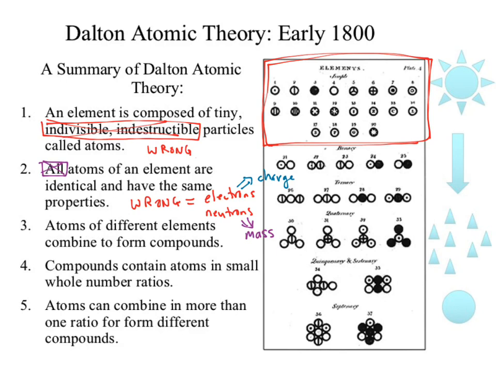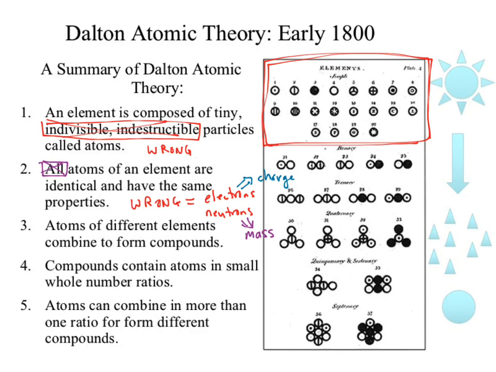4, compounds contain atoms in small whole number ratios. When I make water, it's H2O, meaning I have 2 hydrogens and 1 oxygen. So we're looking at whole number ratios. I can't take a fraction of a hydrogen and a fraction of an oxygen. They have to be whole atoms.